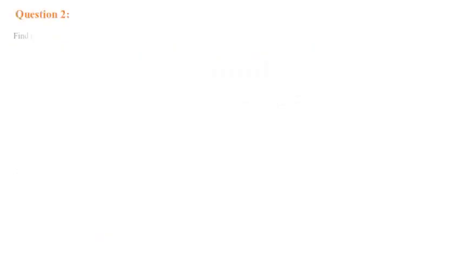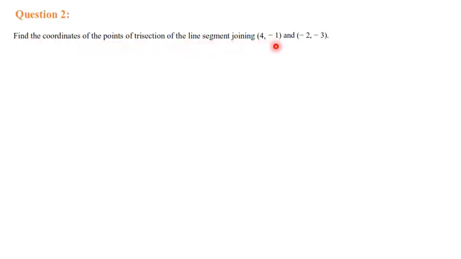Next, we shall discuss question number 2. That is, find the coordinates of the points of trisection of the line segment joining (4, -1) and (-2, -3). Here, there is a new word, that is trisection. We have learned about bisection before. Bisection means dividing something into two equal pieces. And here trisection means dividing a line segment or anything into three equal pieces.